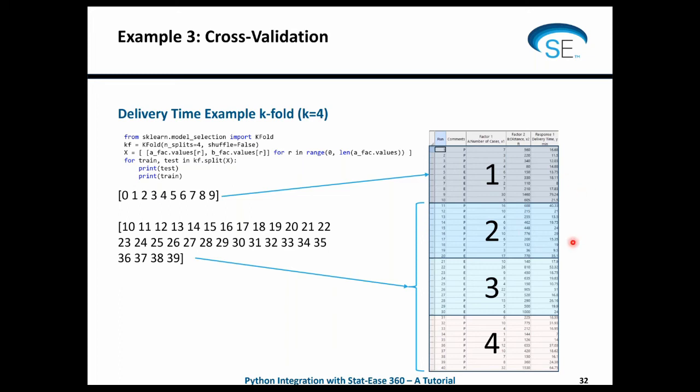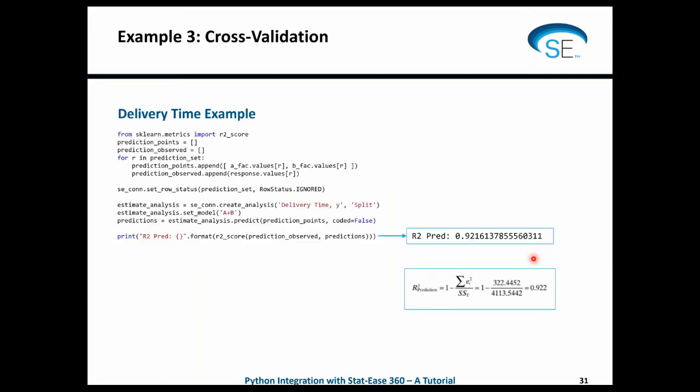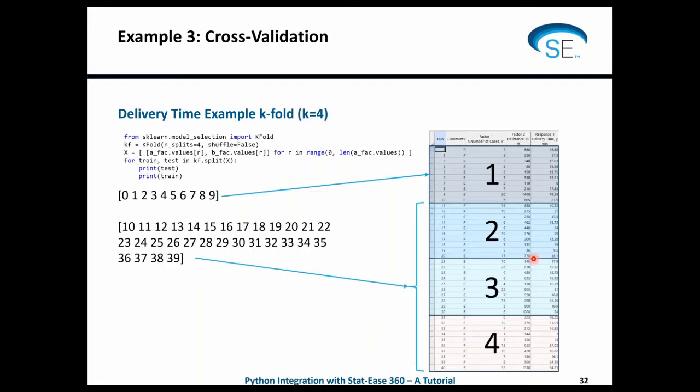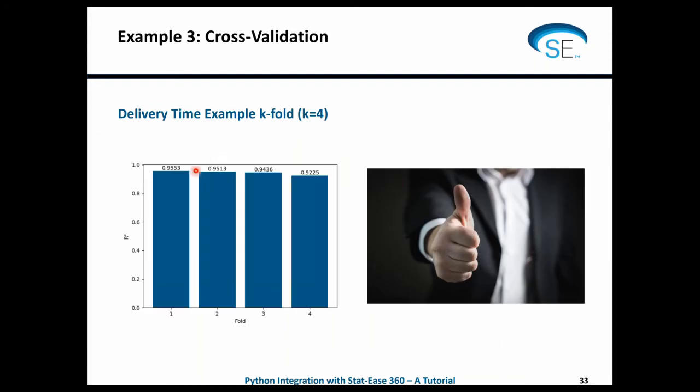And it just iterates through those. So the next time you iterate through this split function, you would get runs 11 through 20 as the test set, and then runs 1 through 10 and 21 through 40 as the training set. So using that same technique we used in the previous slide here, we're going to generate some R2 scores for those different sets of runs, and they're all pretty good. So again, that model we would consider validated.